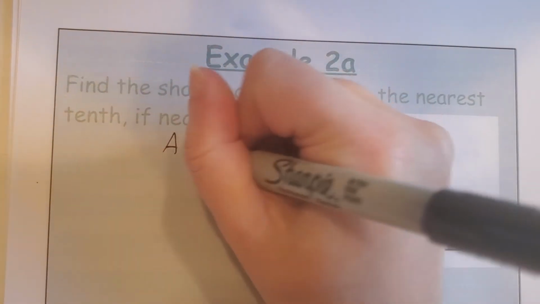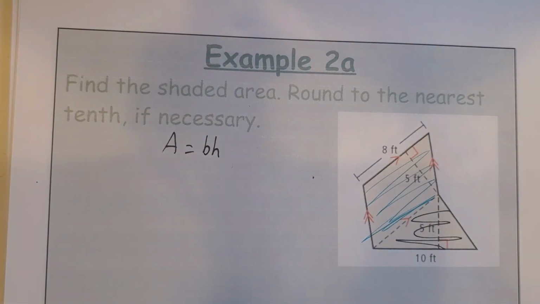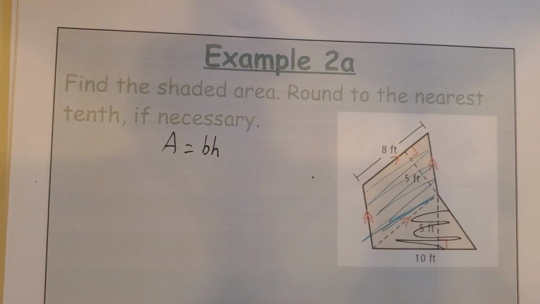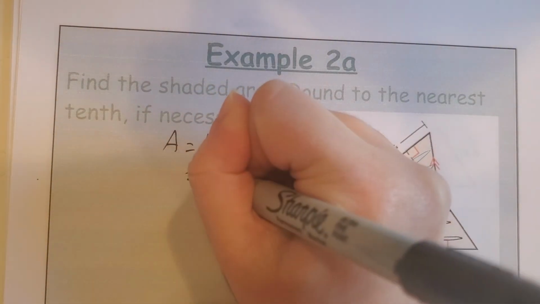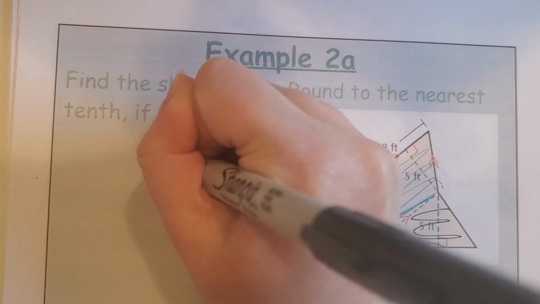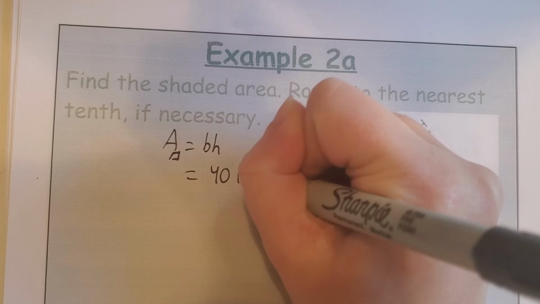The area of a parallelogram is the base times height. And we have that the entire base is 8 and the entire height is 5. So the area of the parallelogram is going to be 40, let me mark that off, feet squared.